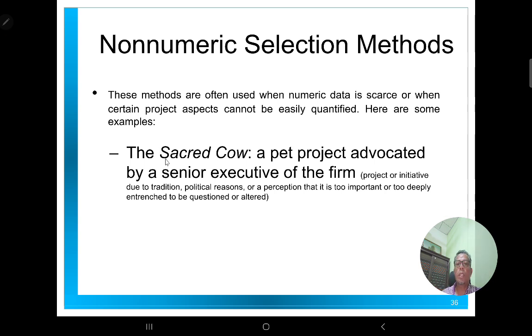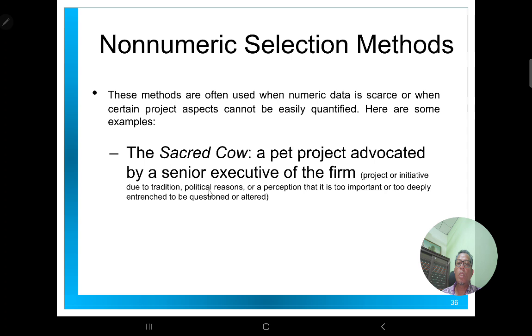They call it a sacred cow. This is a pet project advocated by a senior executive of the firm. So this is a project that is initiated due to tradition. It has been done for so many years. So it's a tradition that you have to implement this project, whether it's beneficial or not. Due to tradition, you have to implement it.